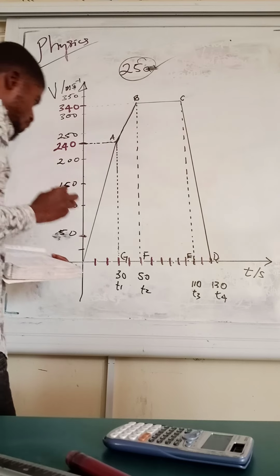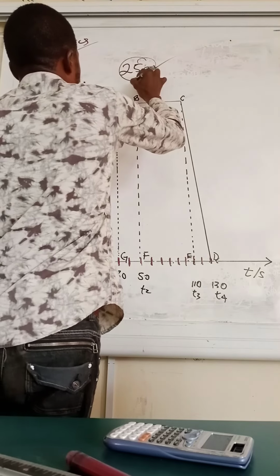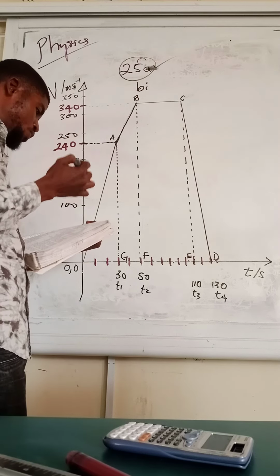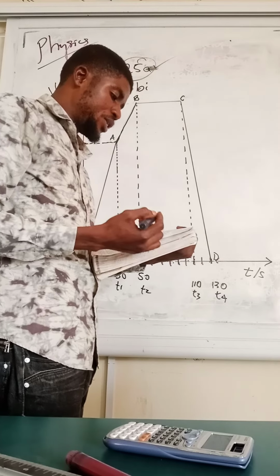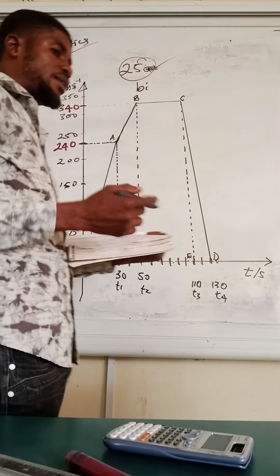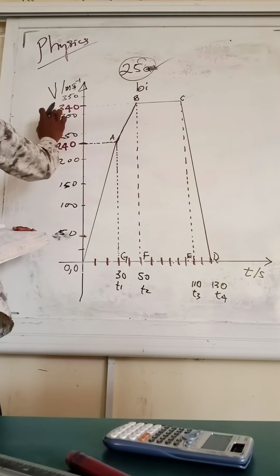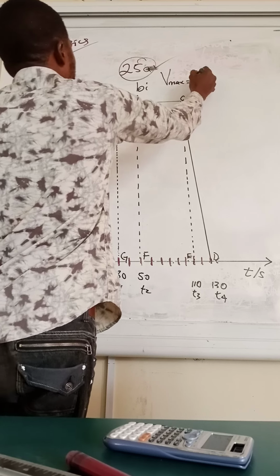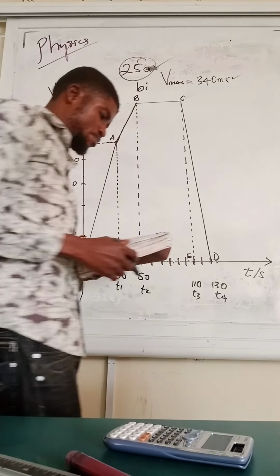So, in that order. Now, they asked us question 25 BI. BI asks, using the graph, calculate the maximum speed attained during the motion. So the maximum speed attained during the motion is simply what? Look at it here. 340. So we can say that V maximum is 340 meters per second. We have answered that part of the question.